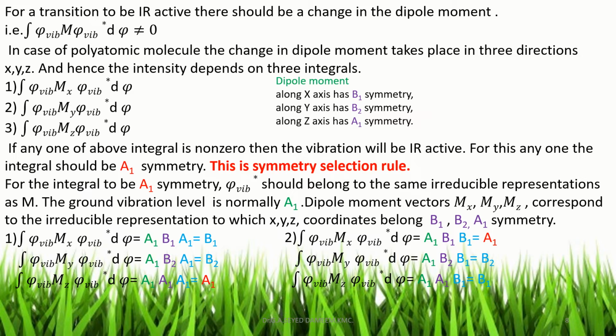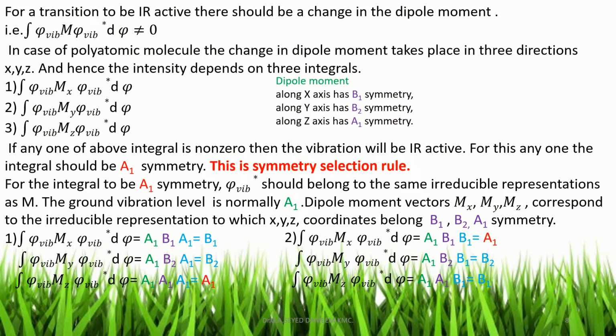In the case of a polyatomic molecule, the change in dipole moment takes place in 3 directions, x, y, z. Hence the intensity depends on 3 integrals. That is, the integral has 3 components: the integral of psi vibration, mx, psi vibration star d psi, and another with my in place of mx, and another with mz. So we have 3 integrals. For a transition to occur, any one of these integrals should not be equal to 0. Only then does the transition take place, and that vibration is IR active.